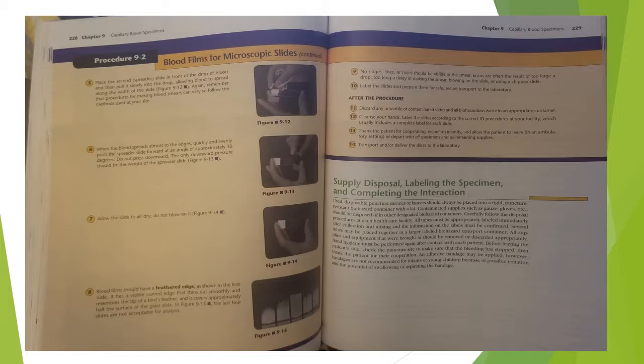All tubes must be appropriately labeled immediately after collecting and mixing, and the information on the labels must be confirmed. Several tubes may be placed together in a larger labeled biohazard transport container. All supplies and equipment that were brought in should be removed or discarded appropriately. Hand hygiene must be performed again after contact with each patient. Before leaving the patient's side, check the puncture site to make sure that the bleeding has stopped. Then thank the patient for their cooperation.